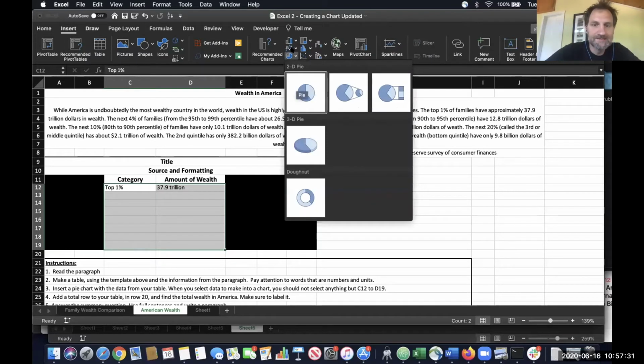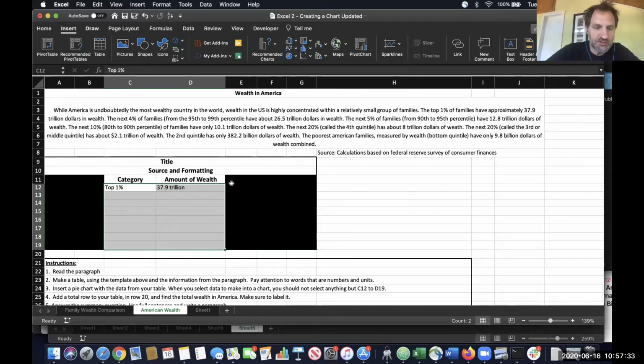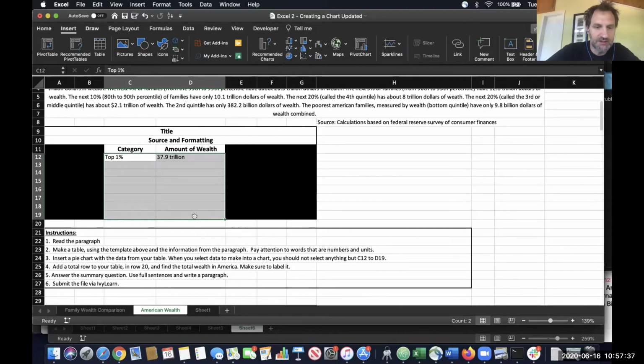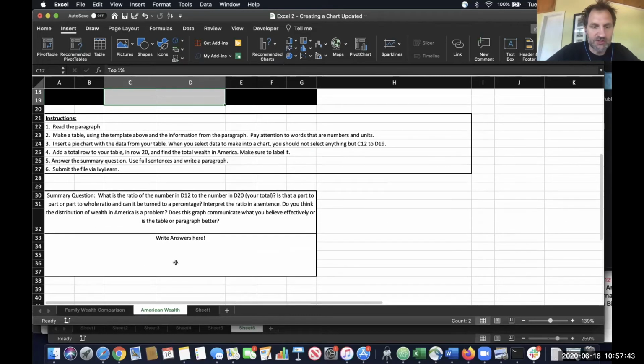Okay. There's some other instructions. You're going to make a total in row 20. That's the total American wealth for households. And then, of course, you've got the summary question here. Now, in the summary question, it asks you to make a ratio. It talks about part to part, part to whole.